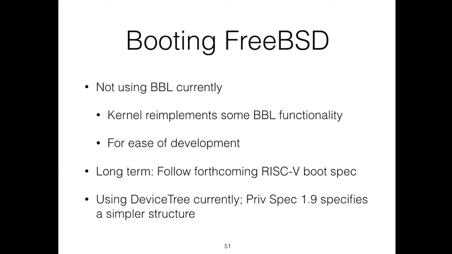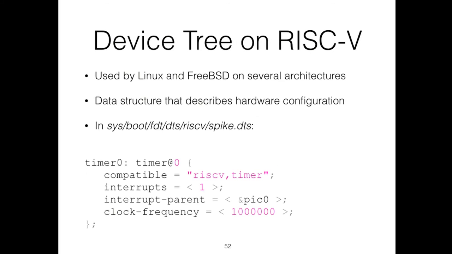Currently, we're using device tree for configuration. The new version of the RISC-V privilege spec, which should come out in a couple of weeks, specifies a simpler structure to encode the same information. So we'll probably end up doing the official RISC-V thing there. But since we're using device tree now, I'll talk about it briefly. Device tree is used on Linux and FreeBSD on several architectures. I think it comes from PowerPC originally.